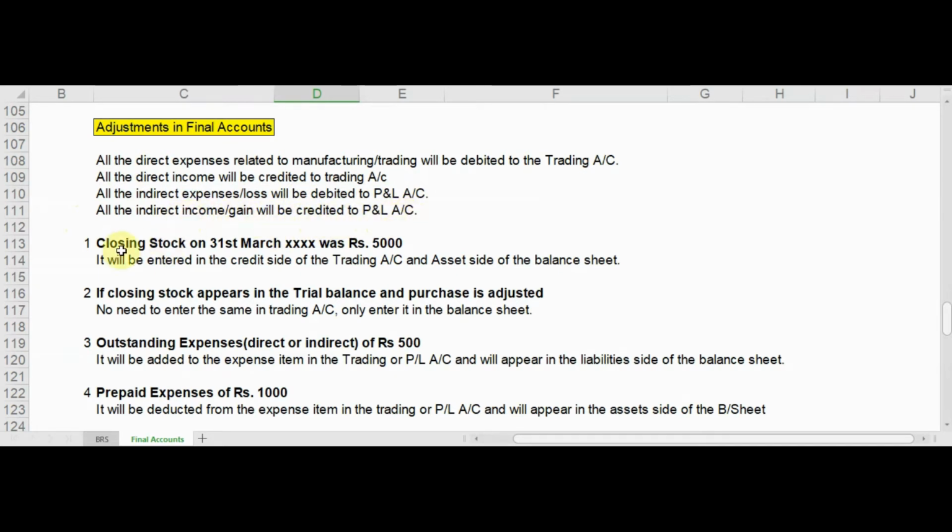In the first adjustment, closing stock on 31st March was rupees 5,000. It will be entered on the credit side of the trading account and the asset side of the balance sheet. Next, if closing stock appears in the trial balance and purchase is adjusted, it is given in the problem itself, in the trial balance itself. Then there is no need to enter the same in the trading account, only enter it in the balance sheet.